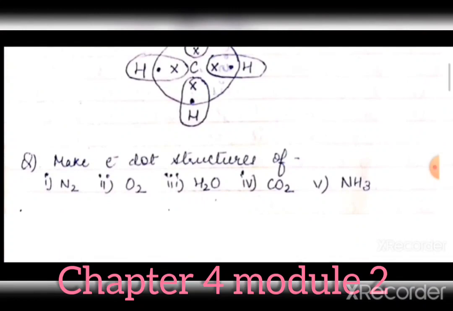Here in the question you can see: make electron dot structures of N2, O2, H2O, CO2 and NH3. You have to make all 5 in your notebook, with the help of some other examples which I am showing you.